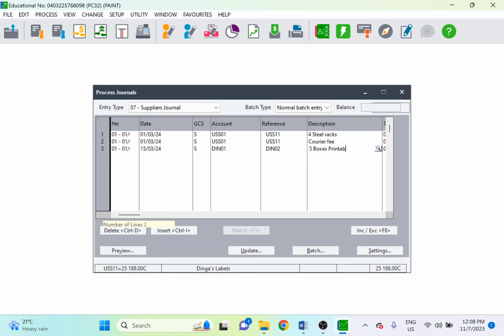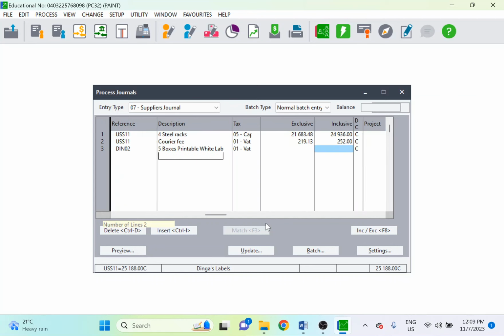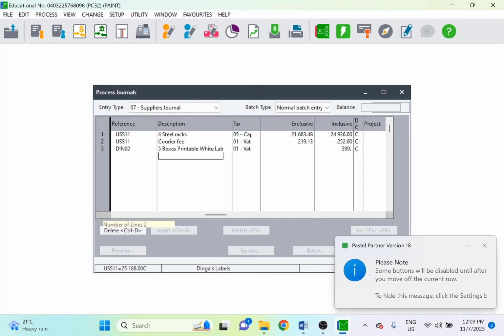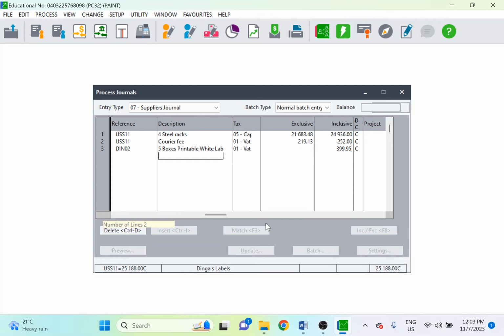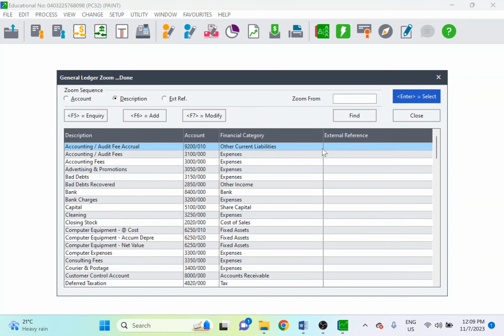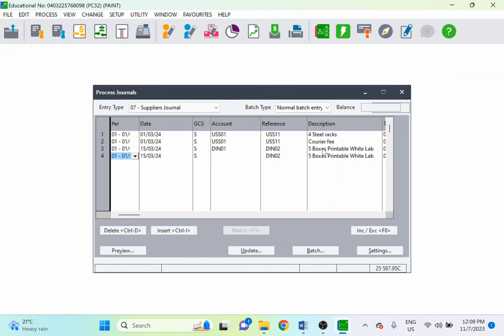Printable white labels. Under tax it's 01. Total is 399.95. Each is 79 rand 99 cents. Now under its printable paper, under contra account, we're going to use printing and stationery. You select printing and stationery. That was the only transaction for Dinga.